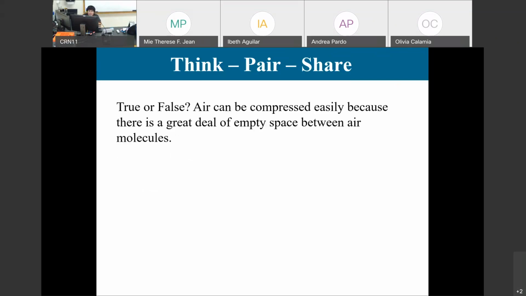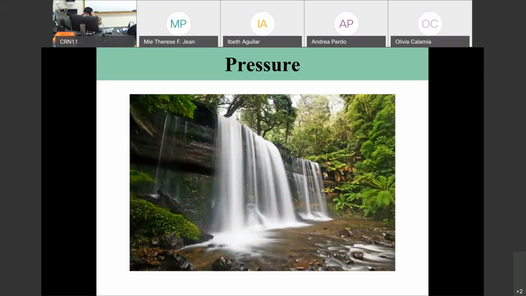True or false? Air can be compressed easily because there is a great deal of empty space between air molecules. True, yes, very good. All right. Let's use the board for this. So we've already introduced the idea of composition of matter, right? But now I want to introduce the idea of pressure and then density. And then we can go into the slides.